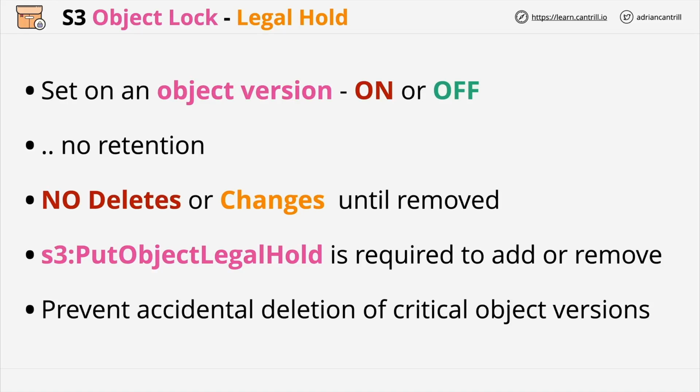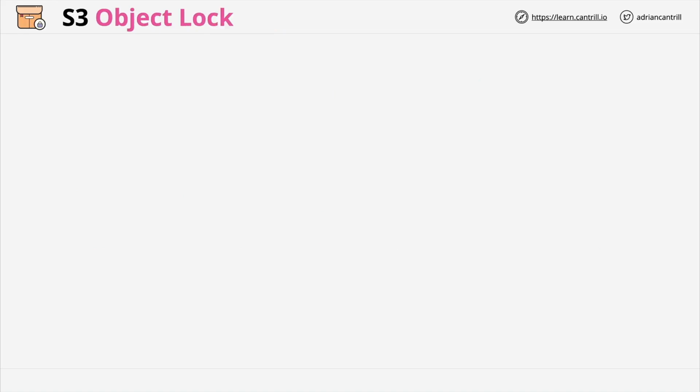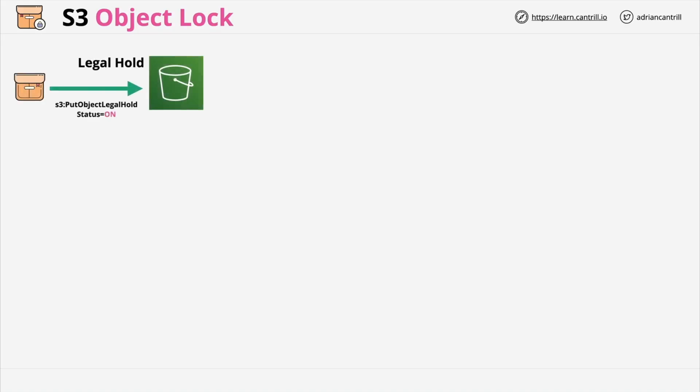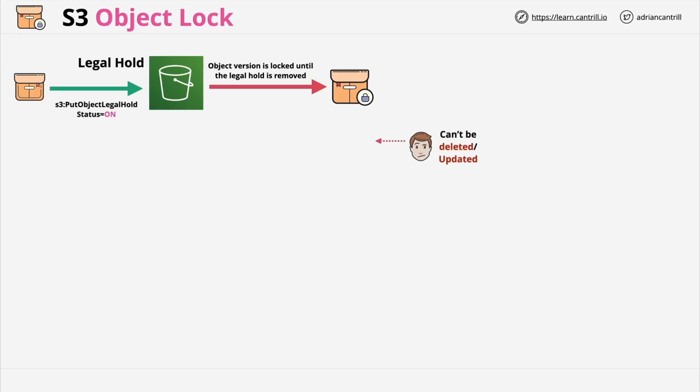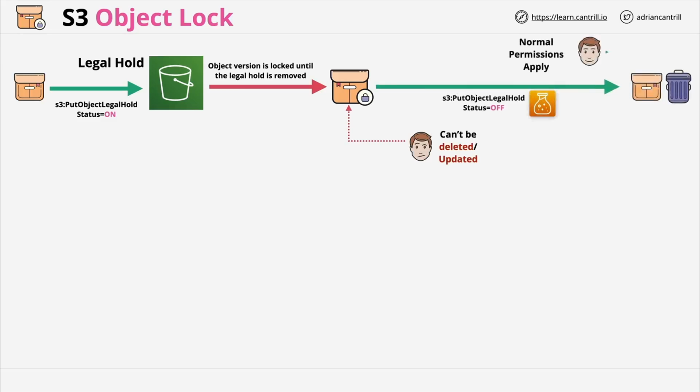Now at this point, let's take a moment to summarise and look visually at how all of these different features work. Let's start with legal hold. We start with a normal object and we upload it to a bucket with the setting legal hold status to on, and this means that the object version is locked until the legal hold is removed. In this state, the object version can't be deleted or changed, but you can set the legal hold status to off, at which point normal permissions apply and the object version can be deleted or replaced as required. It's a binary, it's either on or off, and there isn't the concept of a retention period.